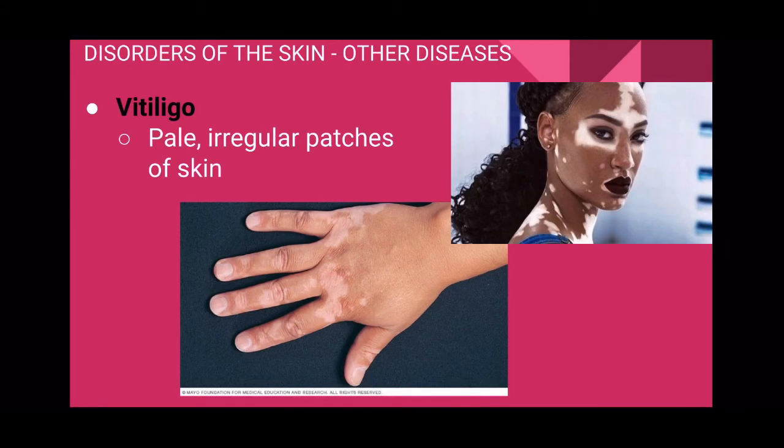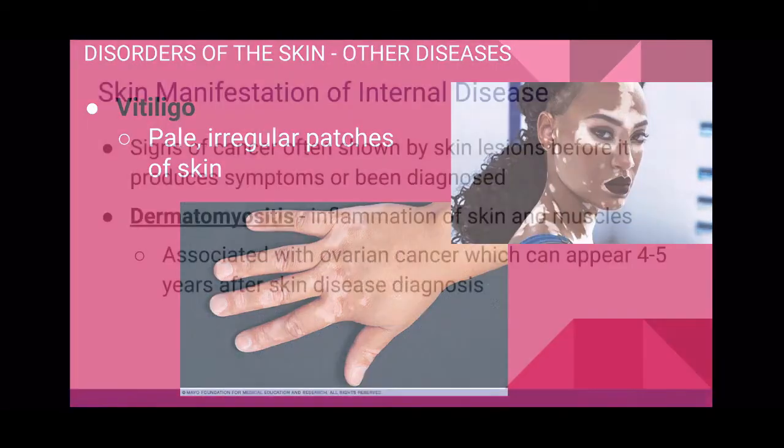Vitiligo is a skin disease that produces pale, irregular patches of skin that have no pigment in them. I think this is becoming a more and more common skin disease. I know my uncle is dealing with this, where you just start seeing these white patches of skin all over your body and then it seems to kind of spread. So the white patches have no melanin in them.